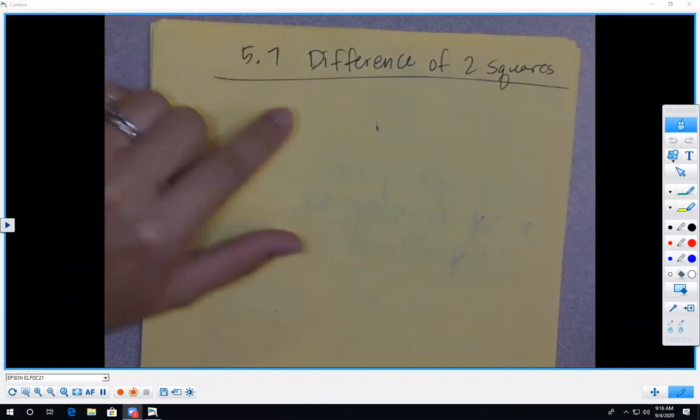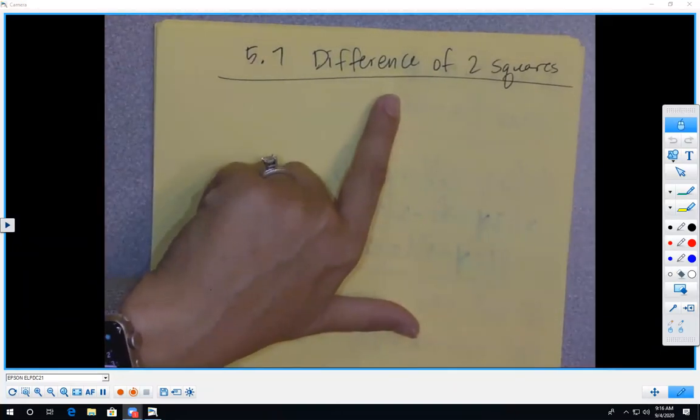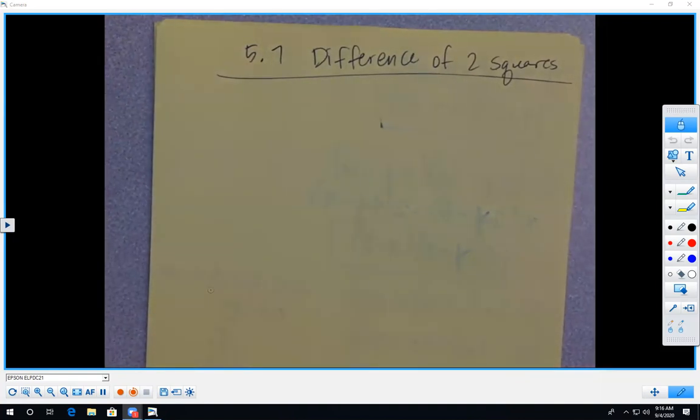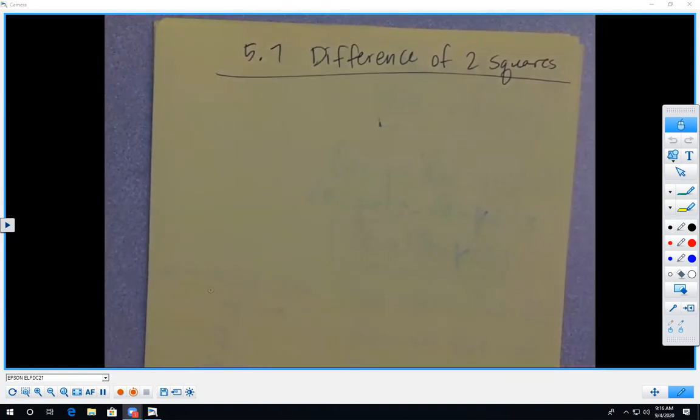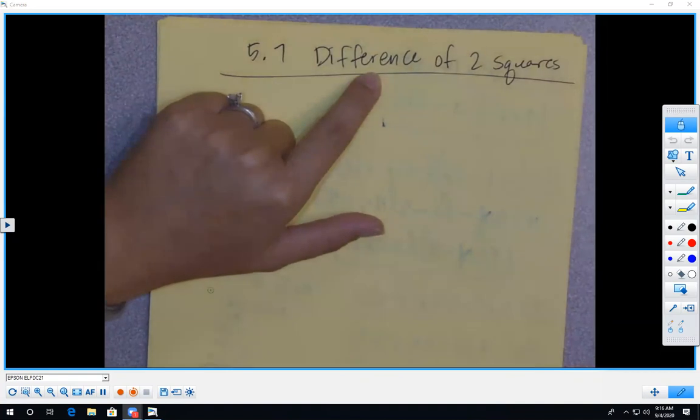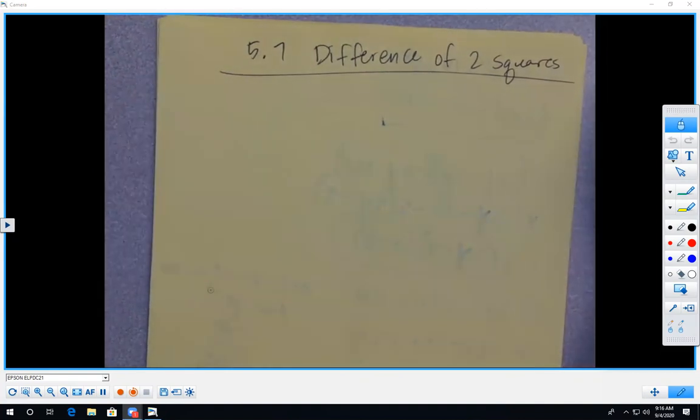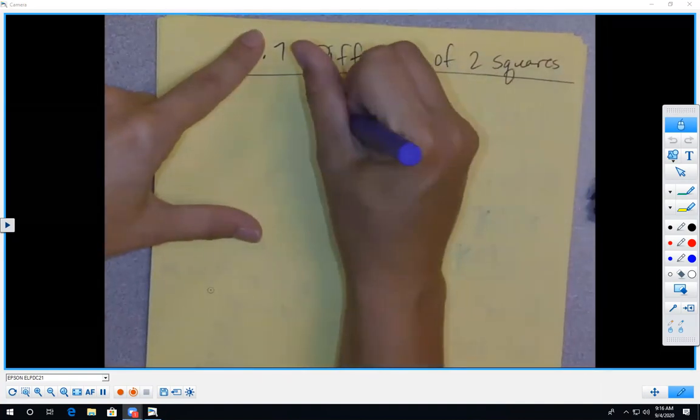Okay, so difference of two squares. The name of the problem describes what kind of problem you're going to do it to. So it's a difference problem. What does difference mean? Subtraction. So it's going to be a subtraction problem of two squares.